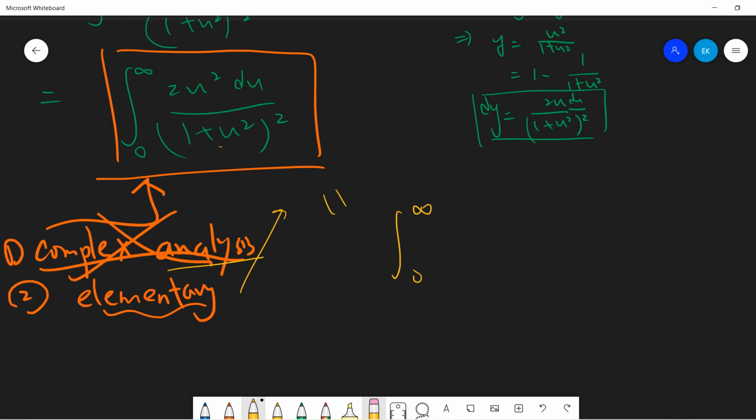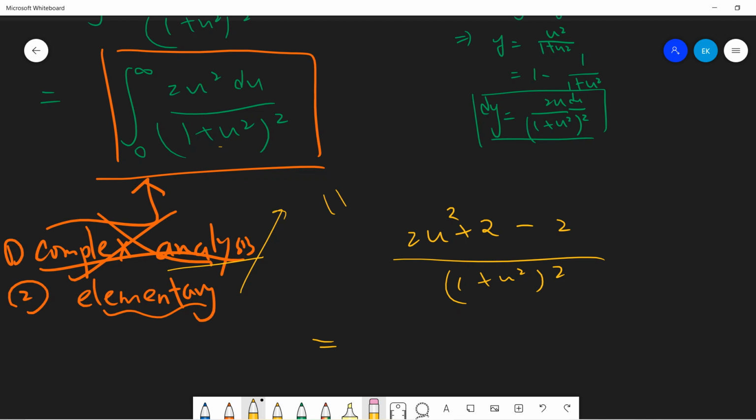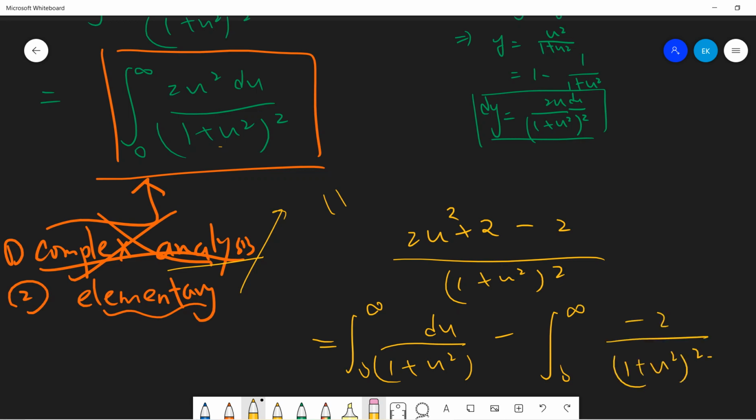So it's the integral from 0 to infinity of 2u squared over 1 plus u squared squared. Maybe let's do the partial fraction. The idea is that you can write it like this and separate into two terms. The first term becomes this, and the second term becomes this. You can pull out your 2.